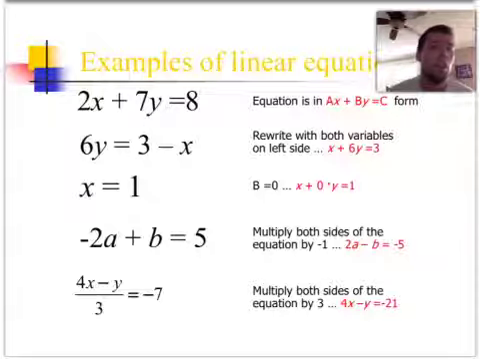And now this last one looks a little different, and you're like, you know, this definitely can't be changed into standard form of a linear equation. It sure can. Just multiply both sides by 3, get rid of your fraction, and look at what you end up with. 4x minus y on the left, 4 is positive, that's good. And negative 21 on the right, we don't care if that's positive or negative, and it works out.